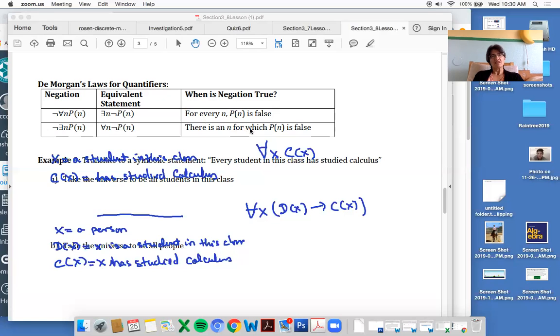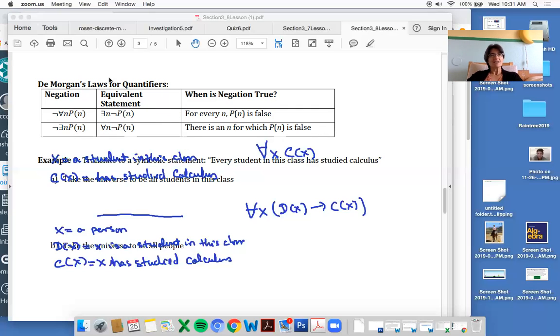There is an n for which... okay, I've got to look at these because they seem to be inverted, because the negation would be true if there is just one value for which P of n is false. And for this one, the negation is true if, I think these are inverted.